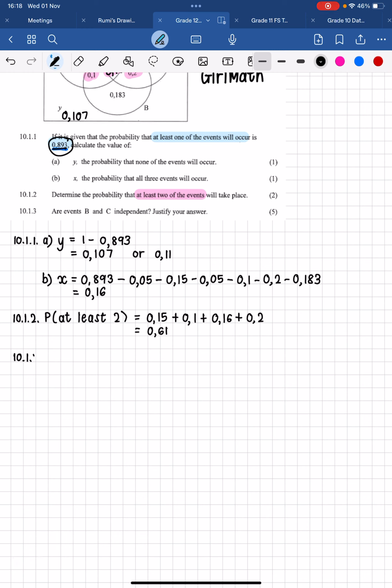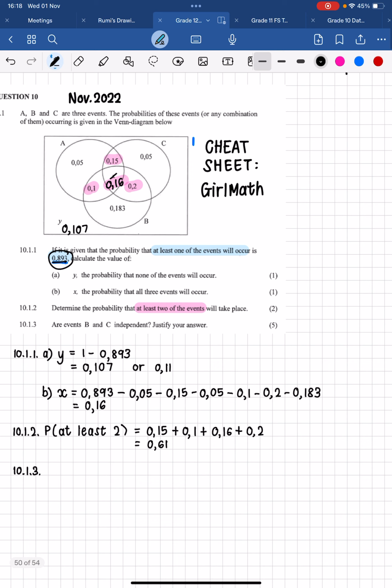10.1.3 is a very common question, and it's nice because it has a specific layout that you need to do. All right, so 10.1.3: are events B and C independent? Justify your answer. So now you need to know how to prove that. There is a very specific way of proving that. 2 events are independent if the probability of B and C is equal to the probability of B times the probability of C.